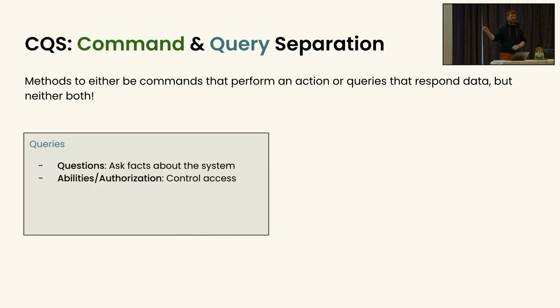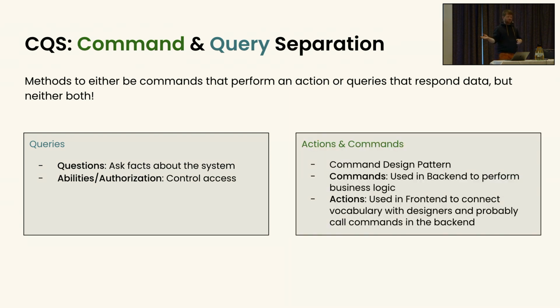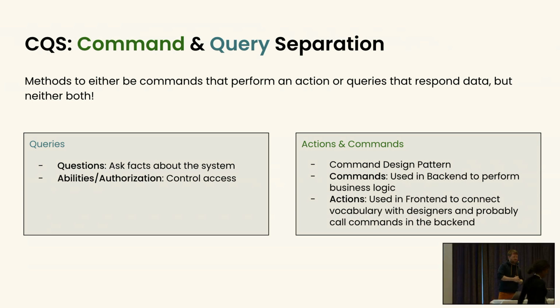So let's start with queries. They are like questions, asking facts about our system, or abilities or authorization that help us to control the access. And the next one is actions and commands. It follows the command design pattern. And I think we have some lingo shift here, perhaps. Commands are more used on the back end, and in the front end we use actions. An action call triggers a command on the back end, but action helps us to communicate better with our designers.